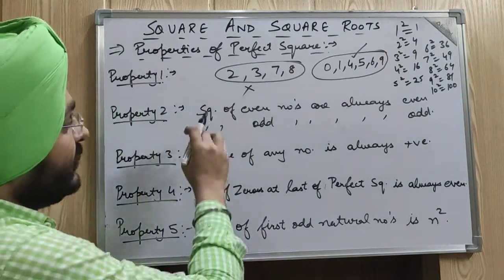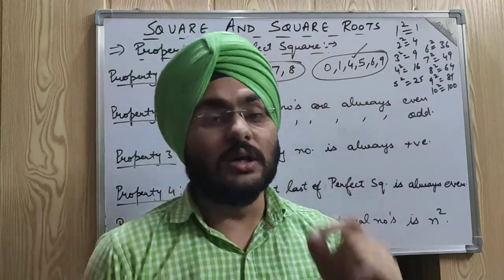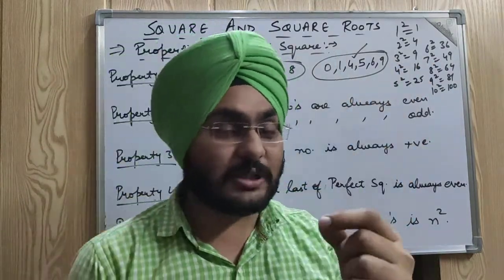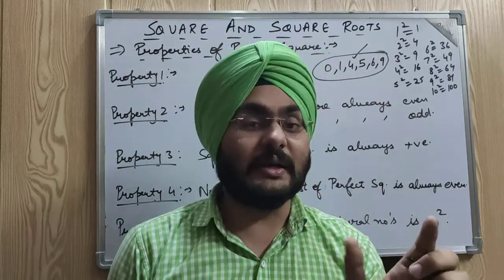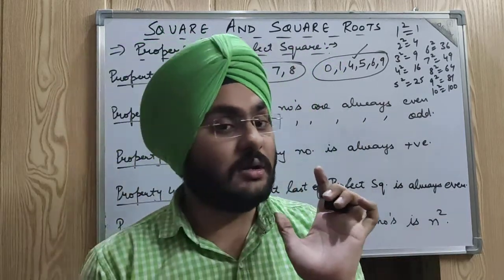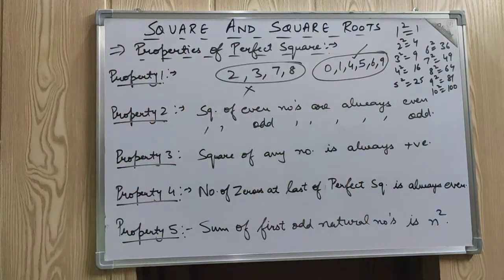Coming to the second property: squares of even numbers are always even and squares of odd numbers are always odd. Suppose you take any number and find the square. If the number taken is odd, then the square will be odd. And if you take the number as even, the square will be even. You can take an example of any of these.